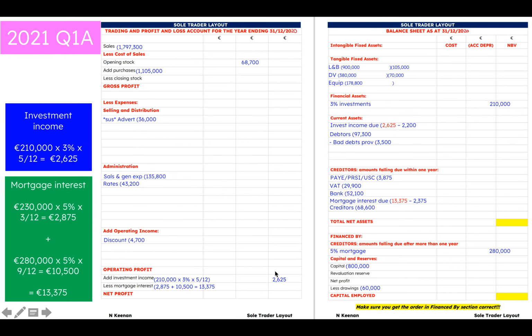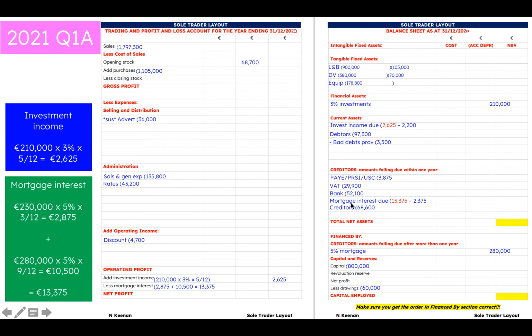So investment income for the year then 2625, mortgage interest for the year 13,375. Now I'm not going to put this over here because sole trader final accounts, a lot of the time they live in part of the house, so some of the mortgage interest is attributable to drawings, so we have to split it up. But it'd be fine if you put it here, you just have to scribble it out and then fix it.